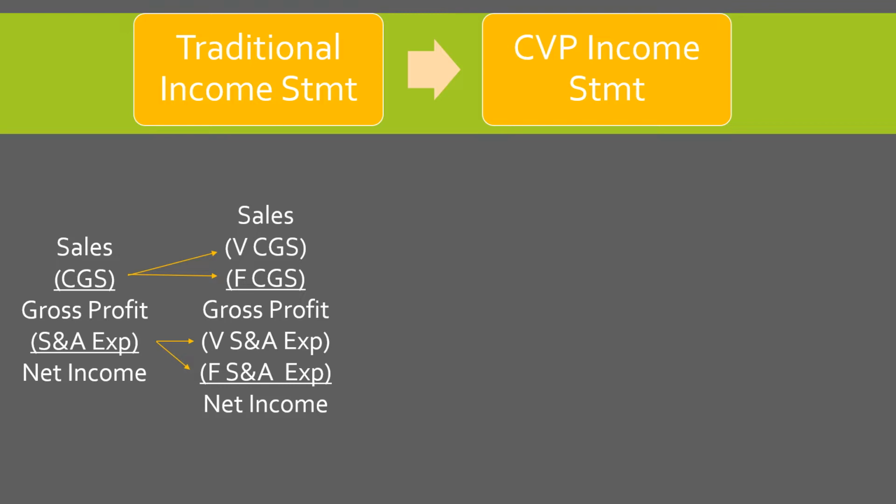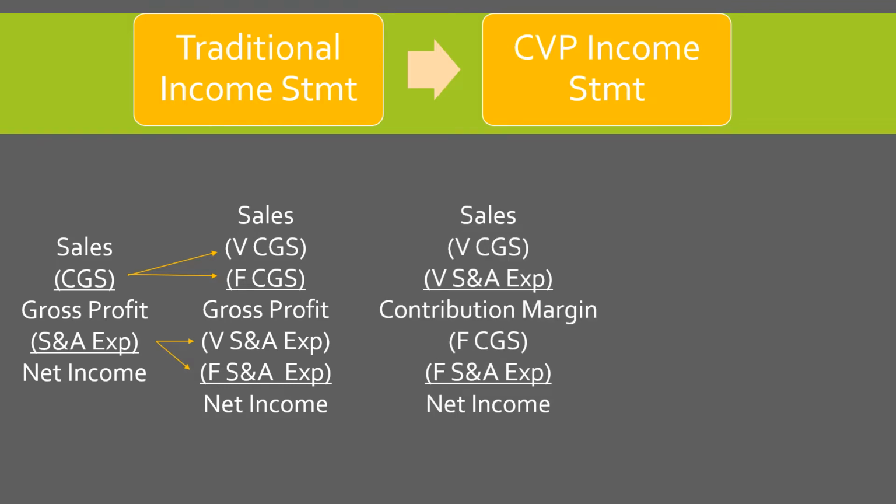Now I want to do the shell game. I want to move some of them around. So I want to take my sales, and my variable cost of goods sold is going to stay where it was. But now I'm going to move my variable selling and administrative up. Okay? So I have sales minus variable cost of goods sold minus variable selling and administrative expenses. This gives me contribution margin. Then I want to subtract out my fixed cost of goods sold, then my fixed selling and administrative, and get net income. Notice it's just a matter of formatting. I moved two numbers into two different places. These two net incomes should still be the same.